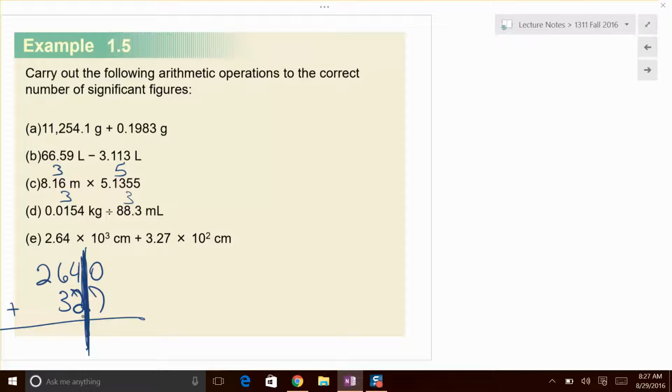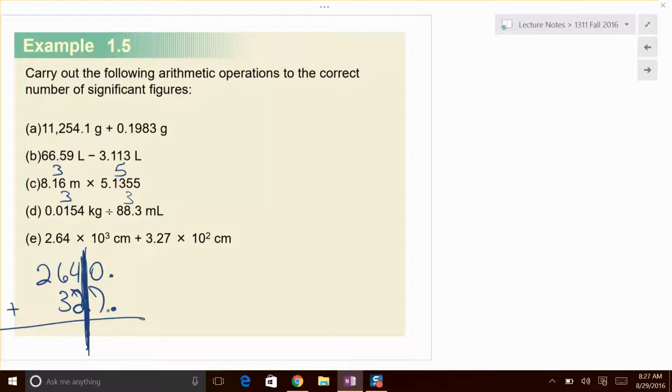So remember, we're lining these up by decimal place. This is the decimal place, and so I line them up by decimal place. This 0 right here is not significant. This 7 is significant. So that means that this place right here, the hundreds, is where I need to cut it off.